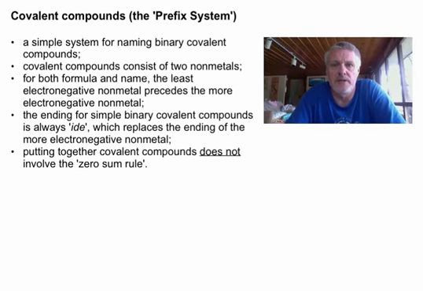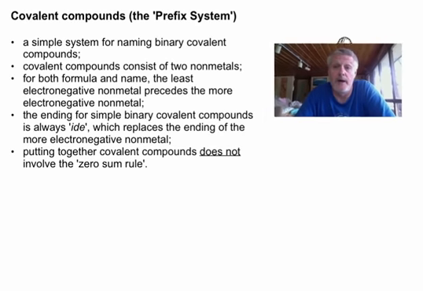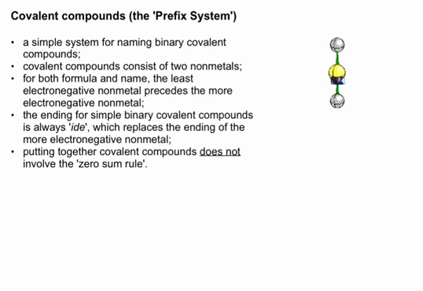So this is the second video dealing with inorganic nomenclature or chemical naming, and in this case we're going to cover the covalent compounds, otherwise known as the prefix system. So why don't we have a look at the prefix system? The prefix system deals specifically with two nonmetals. This is when you use the system only.